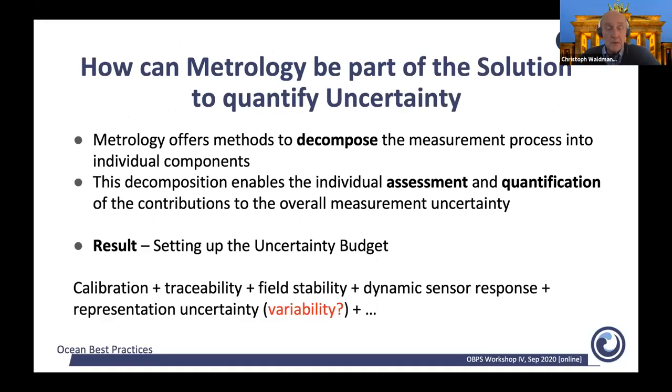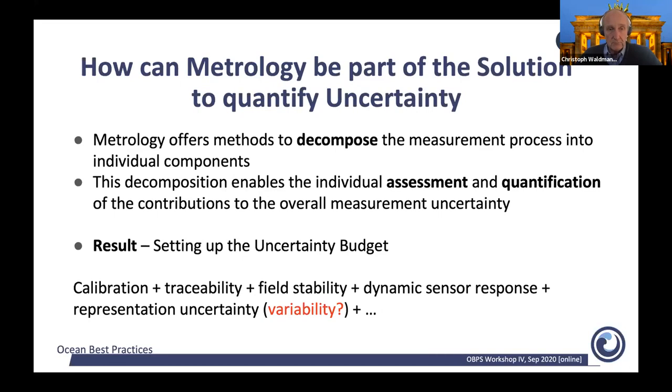Okay, so what about metrology? How can it be part of the solution to quantify uncertainty? Actually, metrology offers a very nice concept. It offers a method to decompose the measurement into individual components. This decomposition enables the individual assessment and quantification of the contribution to the overall measurement uncertainty. This is a very strict concept. It really helps to set up the so-called uncertainty budget, and from that you get the final number which describes the uncertainty of the collected value or of the observation.